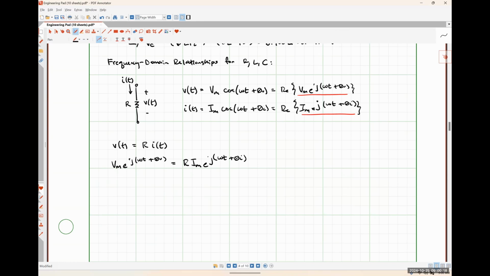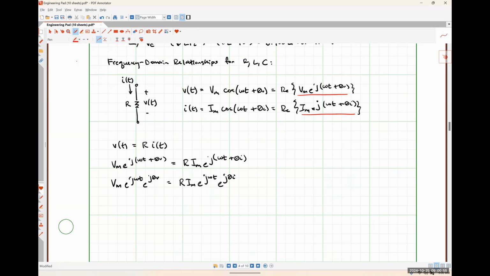Now, several minutes ago at this point, I said that we had a common factor of e to the j omega t on both sides. I'm going to show you that explicitly here, right? So I could write my left-hand side as Vm e to the j omega t times e to the j theta v. Are we okay with me splitting up my exponential into two smaller parts? Okay. And on the right-hand side, I'm going to do the exact same thing. So e to the j omega t times e to the j theta I.